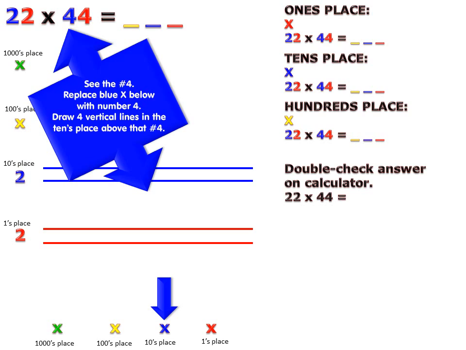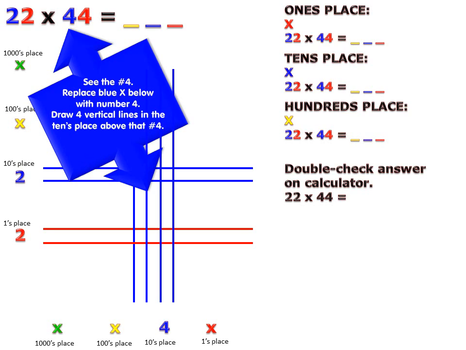See the number 4? Replace the blue X below with the number 4. Then draw 4 vertical lines in the tens place above that number 4. The number 4 now has been written in, and there's our 4 vertical blue lines in the tens place.